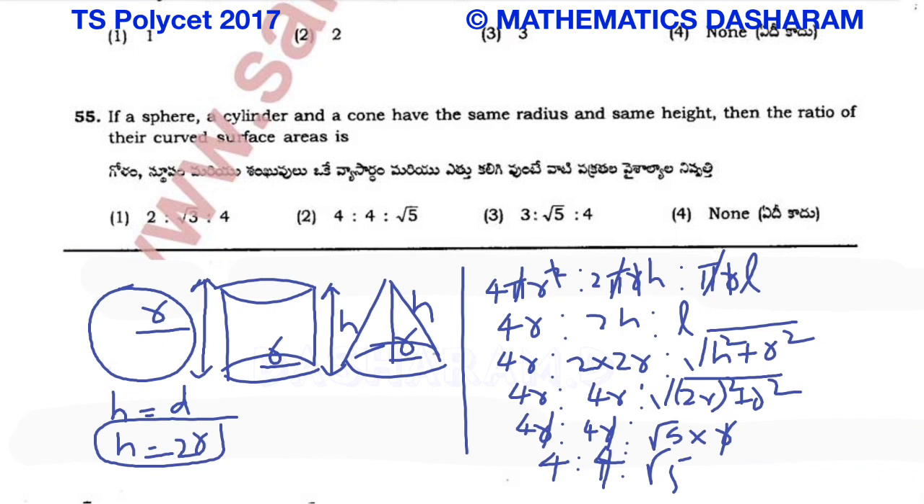Cancellation is possible only when all three terms contain the same factor, then only we can cancel it. So 4 is to 4 is to root 5. Here option 2 is correct.